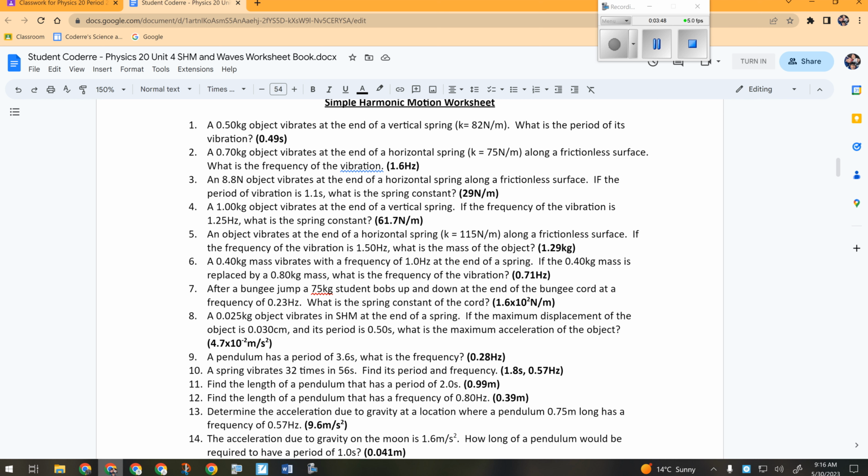So you've got 3 mass on a spring problems, although one of them is about a mass on a spring but it actually doesn't require you to use the formula. And then you've got 3 pendulum questions.